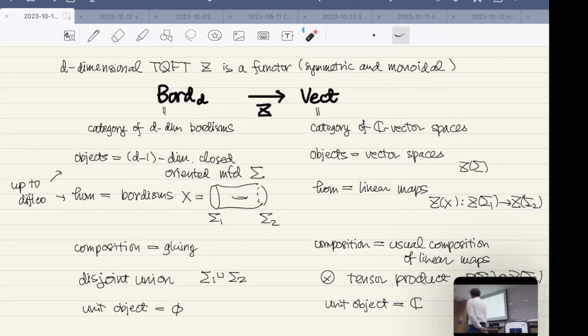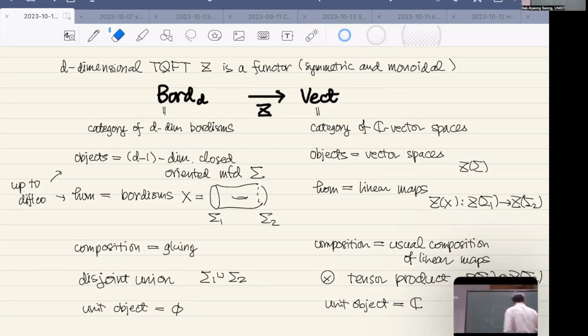So the boundary could be disjoint. So you can consider sigma. Then this is sigma, and this is empty. So you can consider this as a pairing.